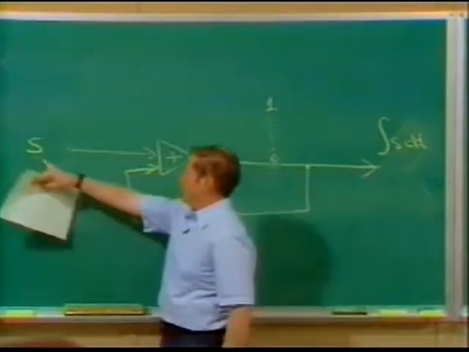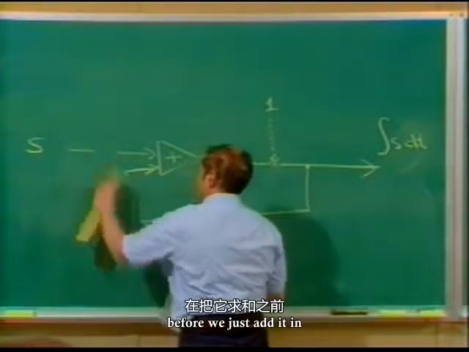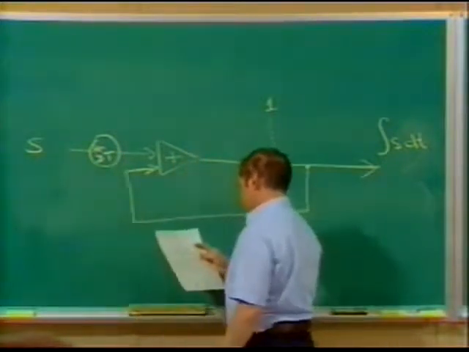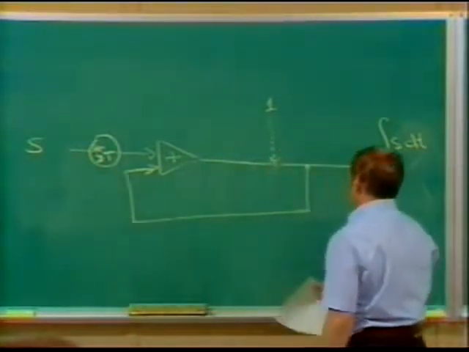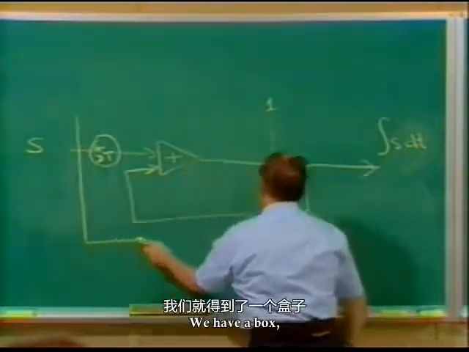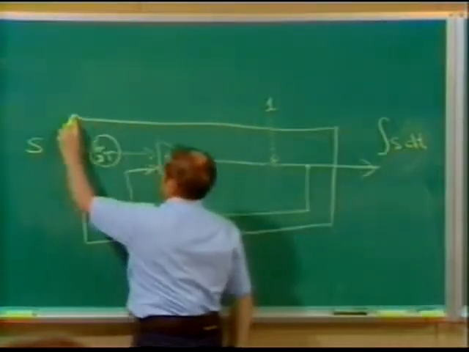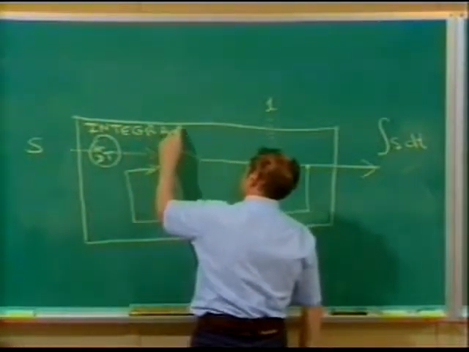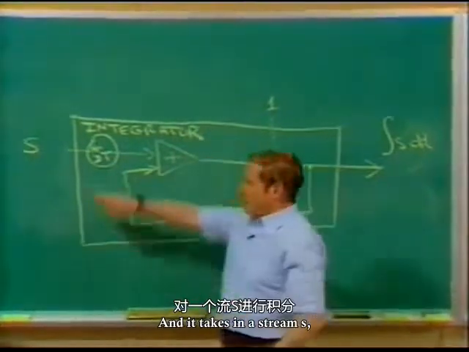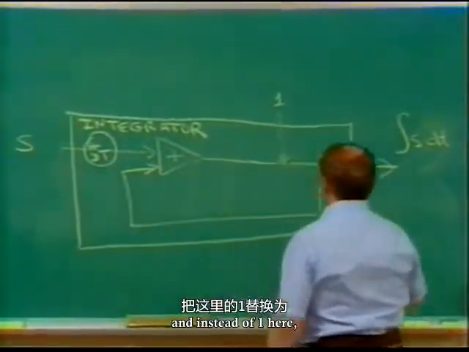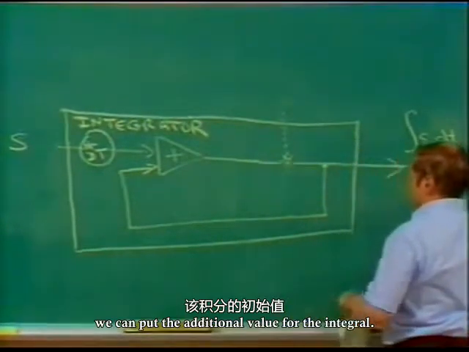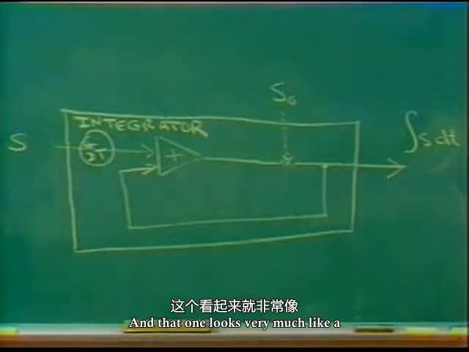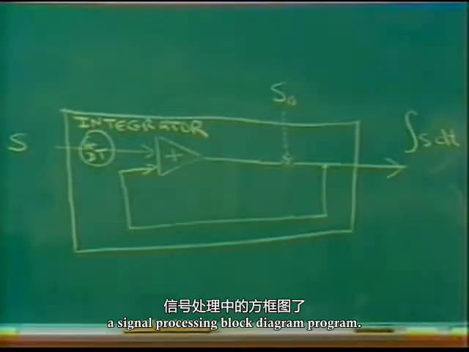And that looks almost the same. The only thing we're going to do is when S comes in here, before we just add it in, we're going to multiply it by some number dt. And now what we have here, this is exactly the same thing. We have a box, which is an integrator. And it takes in a stream S, and instead of 1 here, we can put the initial value for the integral. And that one looks very, very much like a signal processing block diagram program.